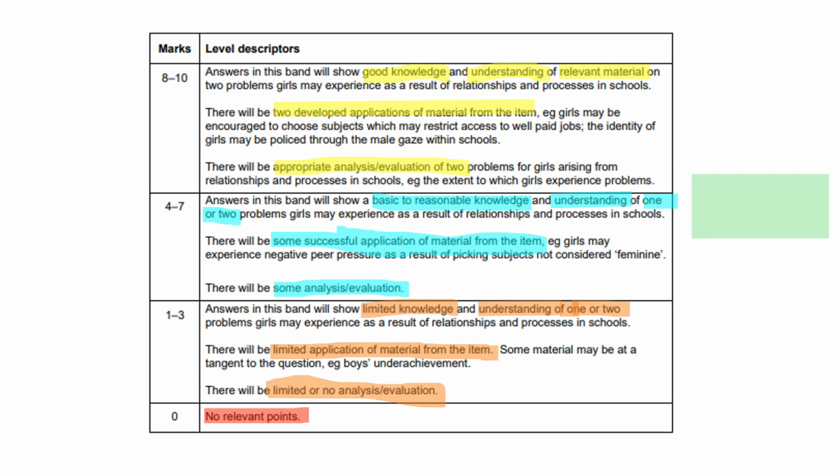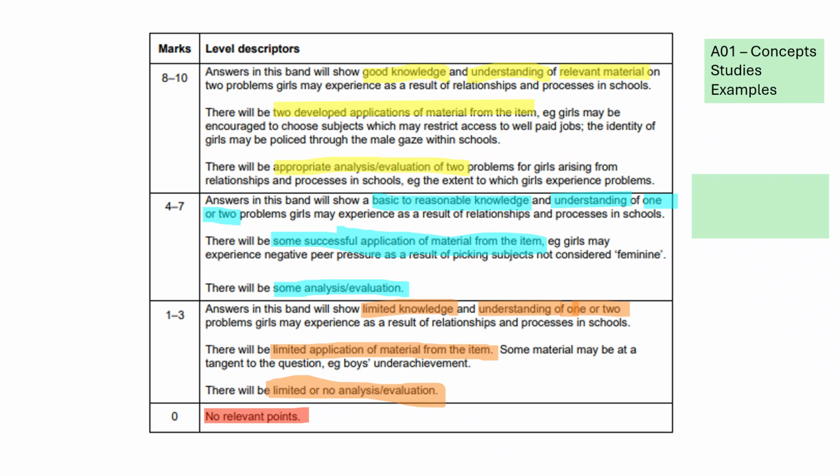What we're aiming for is to get into that top band, the 8 to 10s. And here we have to show good knowledge, good understanding, relevant material, developed applications of those hooks from the item, and appropriate analysis and evaluation of 2 of the hooks. Now, this mark scheme is just taken from a past question, but the principle here is that we need to know how to showcase good knowledge, how to showcase applications from the item, and how do we make sure our analysis and evaluation is developed and appropriate.